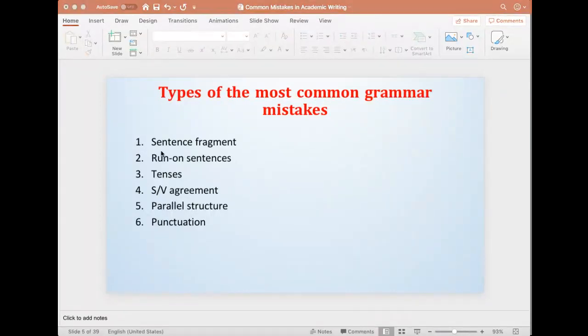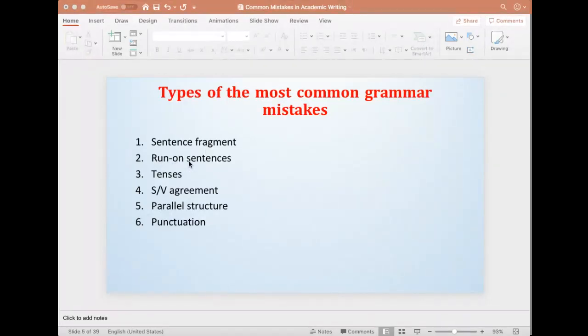So here, the first one is sentence fragment. A fragment is when there is something missing from the sentence. For example, we know that a full sentence should have at least a subject and a verb. So when there is something missing from these parts, we call it a sentence fragment.